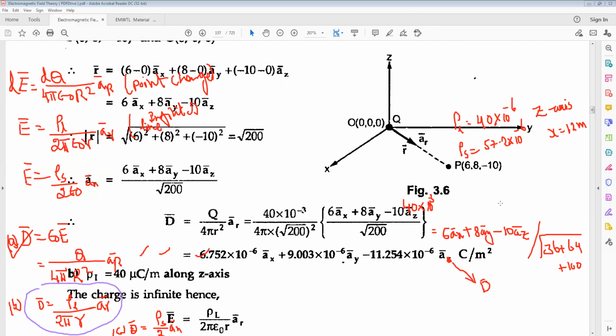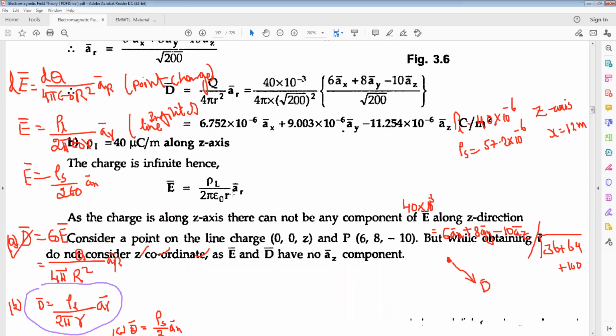Okay. So actually the E bar is equal to, what I told, E bar is equal to rho L by 2 pi epsilon naught R into AR. This is a formula. The rho L by 2 pi epsilon naught R into AR.